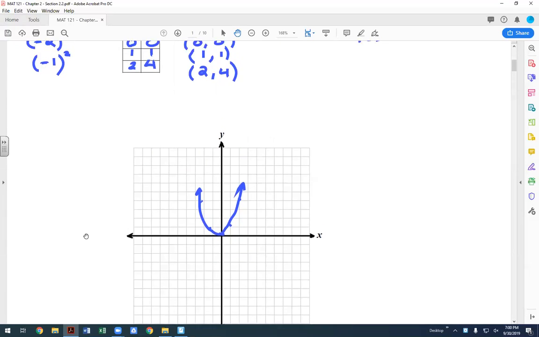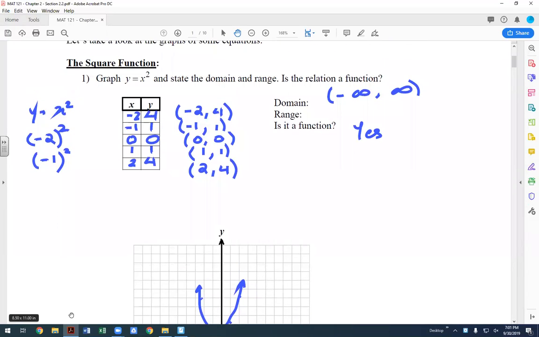Now the question is, should I include 0 or not in my range? Yeah, I will, because 0, 0 is part of my ordered pair here. So I know for sure in this example 0 is getting included. So you're actually going to put a bracket on 0.